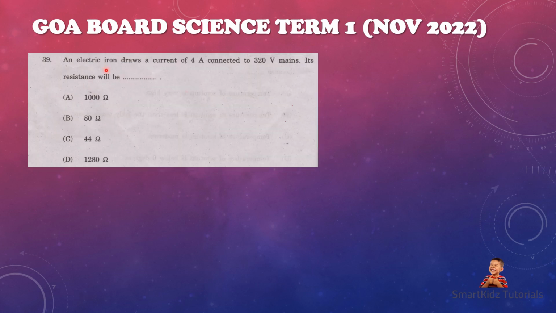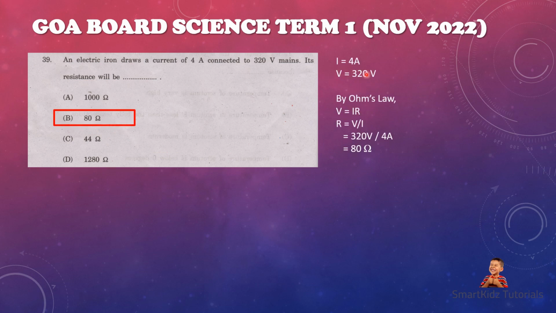39. An electric iron draws a current of 4 amps connected to 320 volt mains. Its resistance will be 80 ohms. Let's look at the calculation. So current is given as 4 amps, voltage is given as 320 volts. By Ohm's law, we know V is equal to I into R, that is current into resistance. But we need to know the resistance, so that will be potential difference upon the current. Potential difference is 320, current is 4. So 320 divided by 4 gives us 80 ohms. Ohm is the unit of resistance.